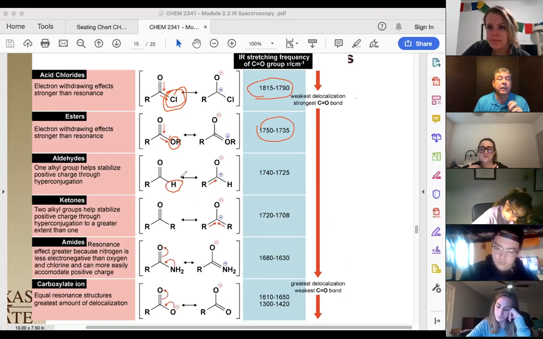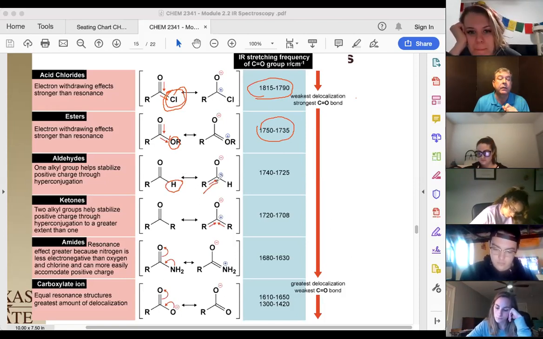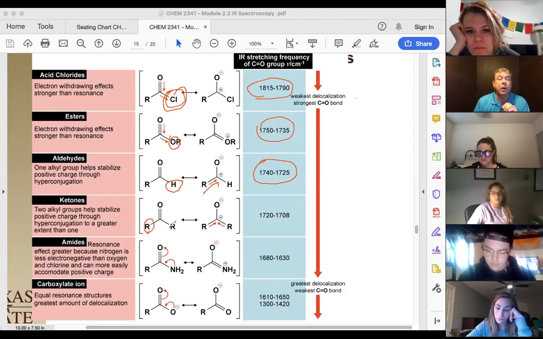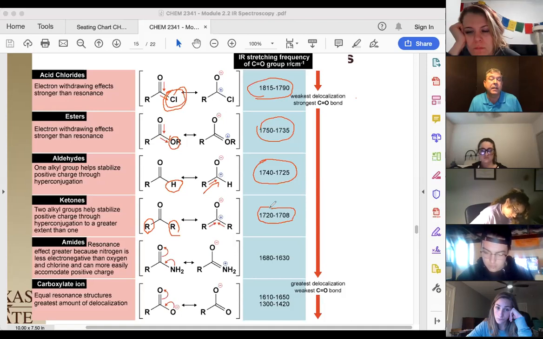Our hydrogen is about the same as carbon, and therefore it actually has to do the electron withdrawing from the alkyl group, and that shifts it again to this 1740 to 1725. Here in the ketone, we have 2 carbons, allowing it to donate into that carbonyl carbon, and that shifts it in that range we saw, that 1720 to 1710 range. That is right where you're going to see ketones.